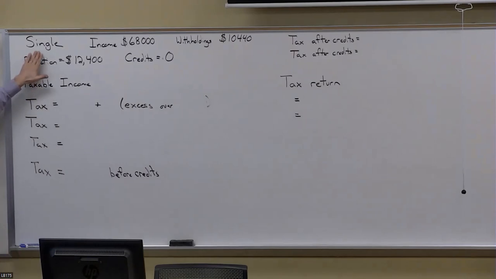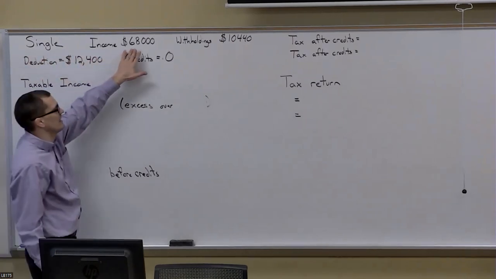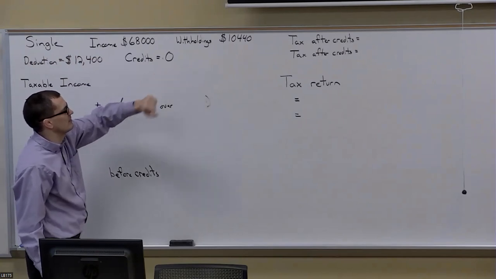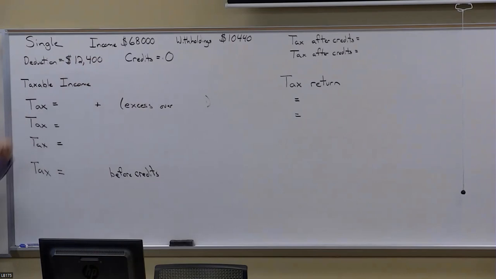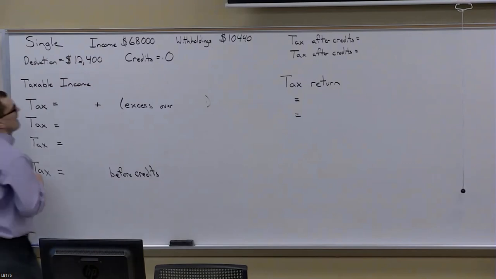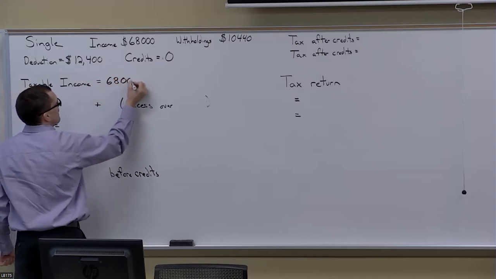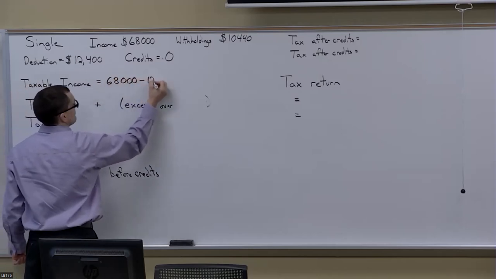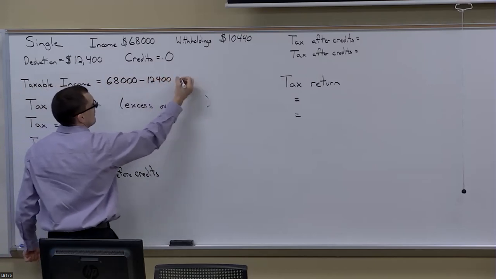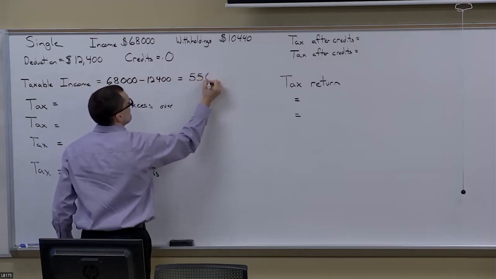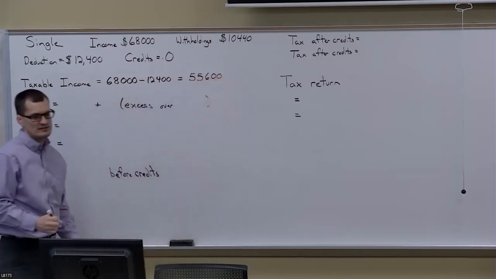So this is a single person, income is $68,000. Their withholdings were $10,440. They're going to take the standard deduction of $12,400 with no tax credits, okay? Now, their taxable income is going to be their income minus the deductions, which turns out to be $55,600.